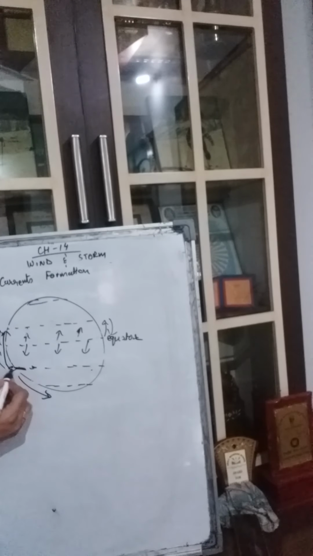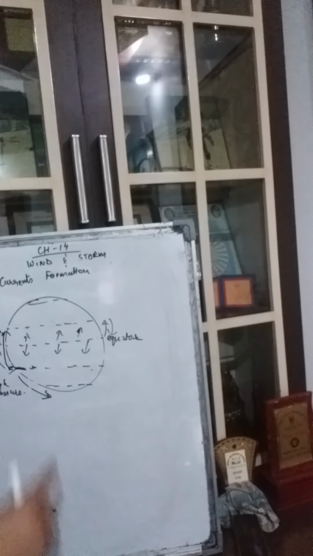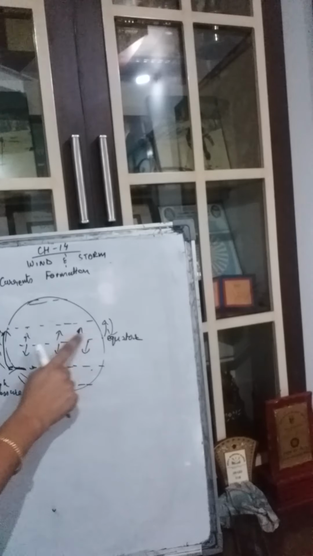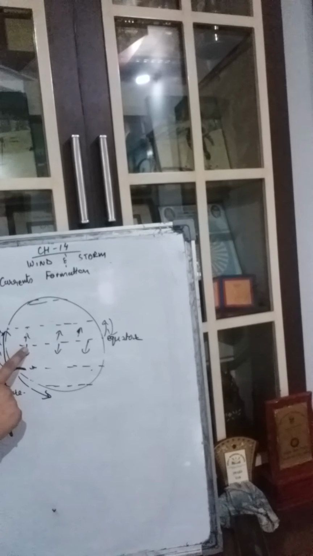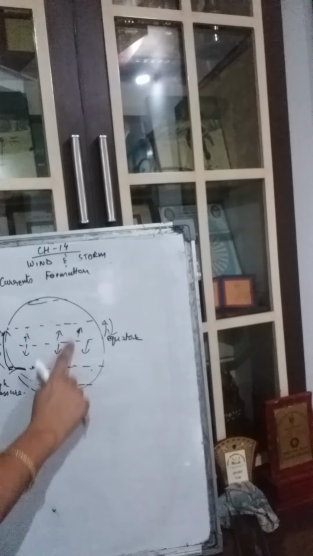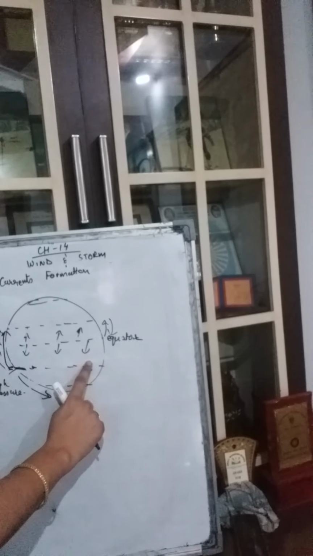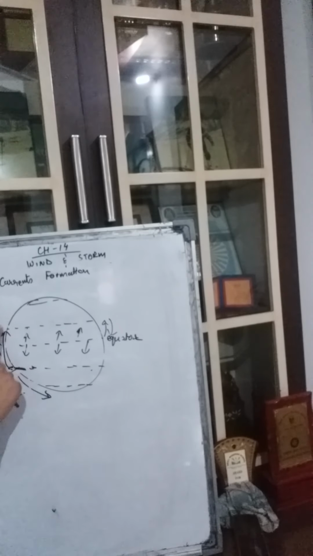When these winds, these warm, see, try to understand. First, it becomes very warm at the equatorial region. The warm air rises up in both the directions. It goes here also, it goes here also. And the cool air from these high altitudes comes to take its place.